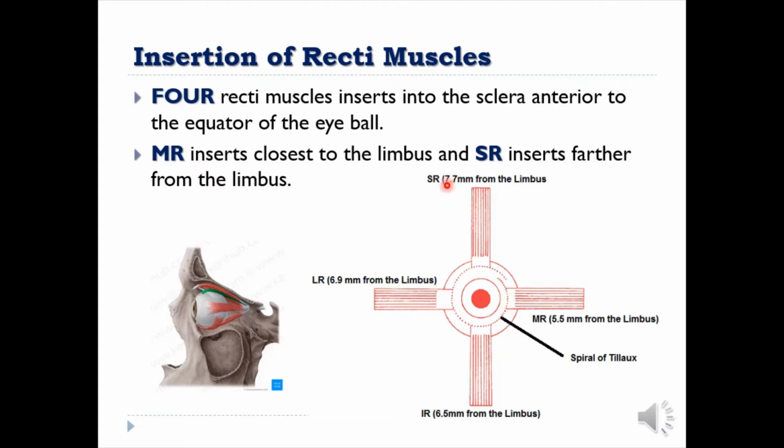So even if you do not remember the exact millimeter values, just remember that medial rectus inserts closest to the limbus, because medial rectus is 5.5 millimeter from the limbus. This is the limbus, this is closest, and which is the farthest? Superior rectus is the farthest. You can see this gap is more, this gap is less. So medial rectus is inserting closer to the limbus, superior rectus is inserting far from the limbus compared to the other two rectus muscles.